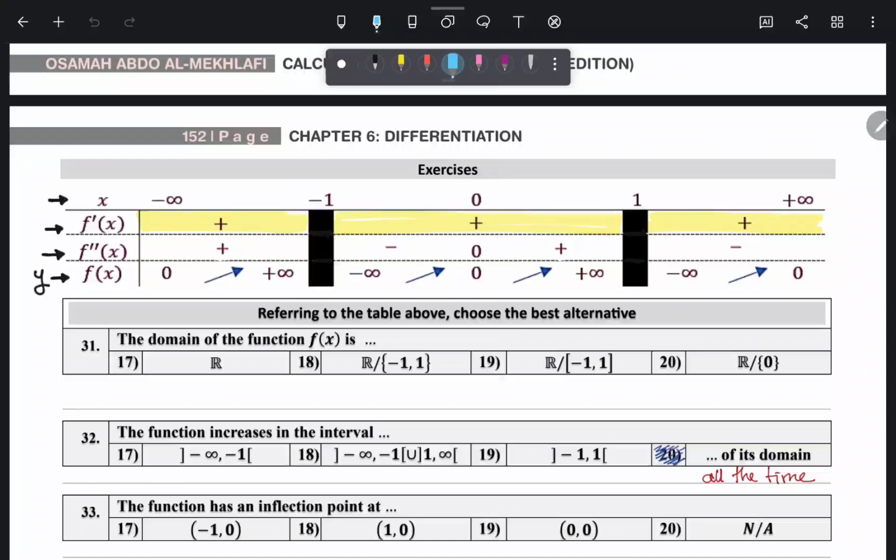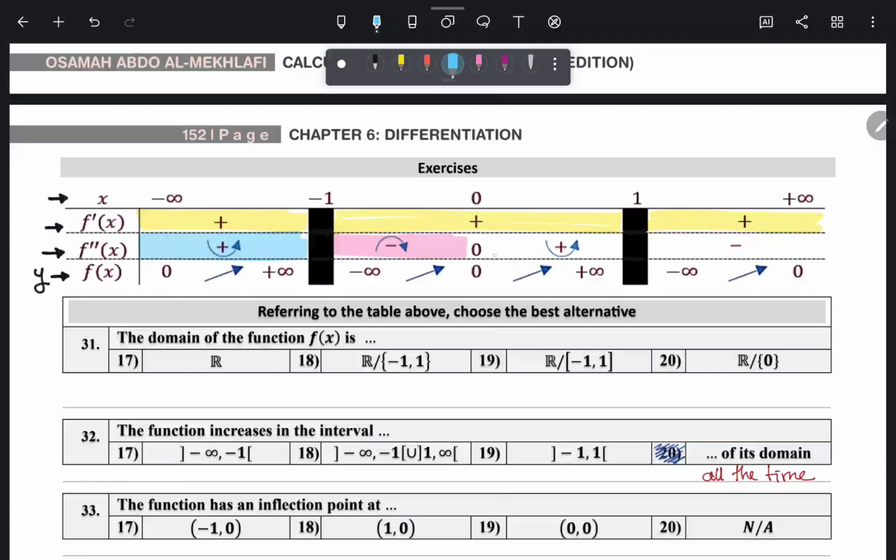Here, look at the second derivative now. It's positive at the beginning. Positive means concaves up, so I draw a happy face, and I'm gonna shade this place from minus infinity until minus 1. This place concaves up. The negative means concaves down, sad. So I'm gonna shade this place as concaves down. Then I have positive again, which is happy, so this place concaves up. And eventually this place is negative, so it concaves down.